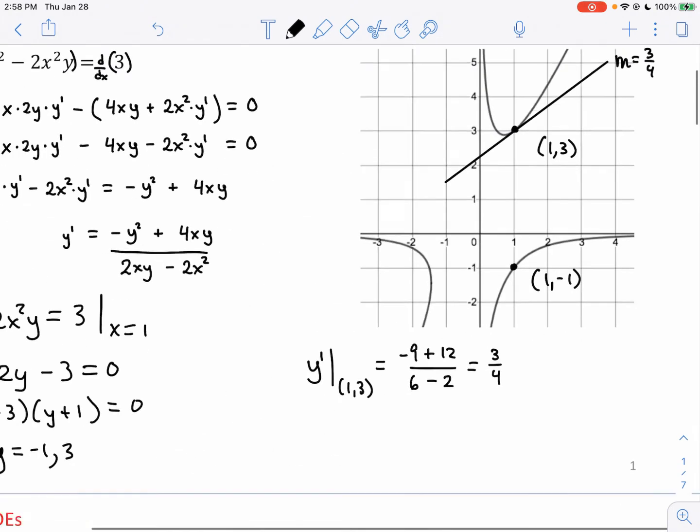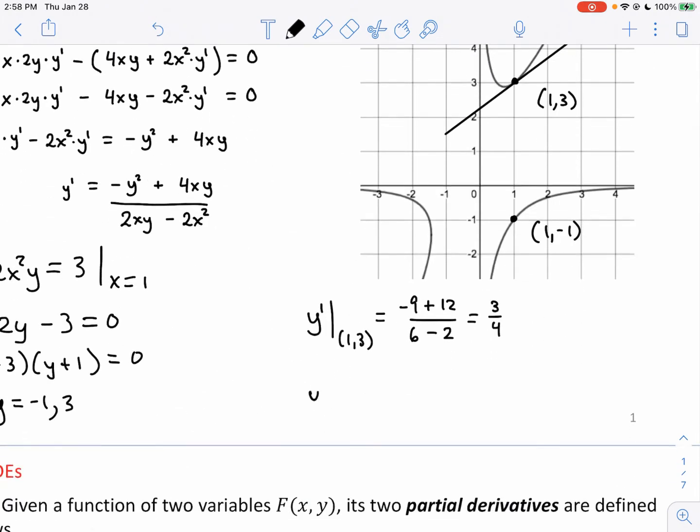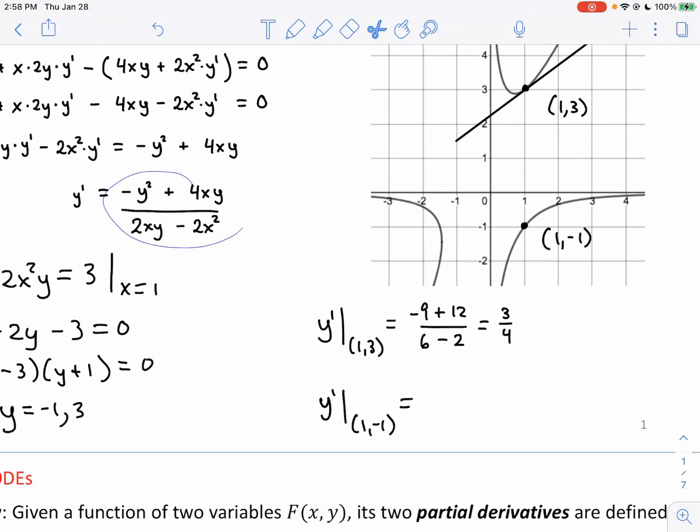Now, how about at the other point? So y prime at the point (1, -1) is equal to, all right, so I'm looking at this again right up there and plugging in 1 for x and negative 1 for y. So we get a negative 1 up top, 1 for x, negative 1 for y, so minus 4, all over 1 for x, negative 1 for y, negative 2, and then minus a 2. So this gives us negative 5 over negative 4, or just 5/4. So a slightly different slope.